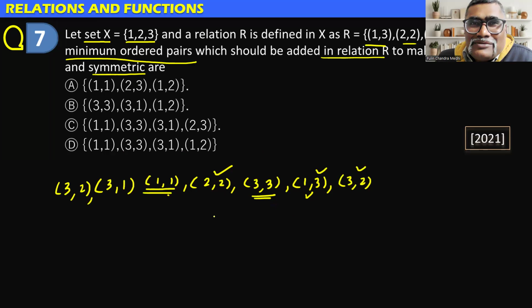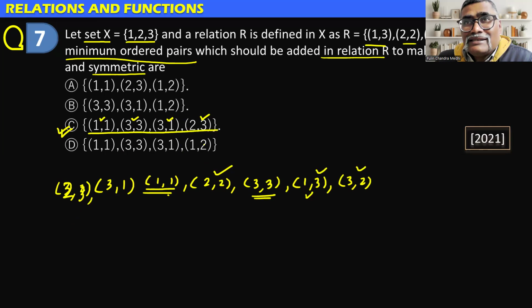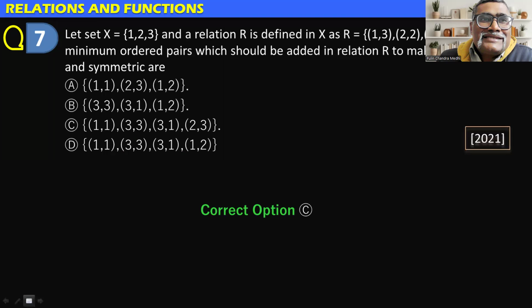Now, don't bother about the transitivity because they are not talking about it. So, what are the new things you have added? (3, 2). Just see where (3, 2) is present. Anywhere? No, (3, 2) is already there. Sorry. I need to have (2, 3). So (2, 3), then (3, 1), and then (1, 1), (3, 3). Yes, option C. So option C, these four ordered pairs are to be added to the given relation so that it becomes reflexive and symmetric. That is option C. Fine.